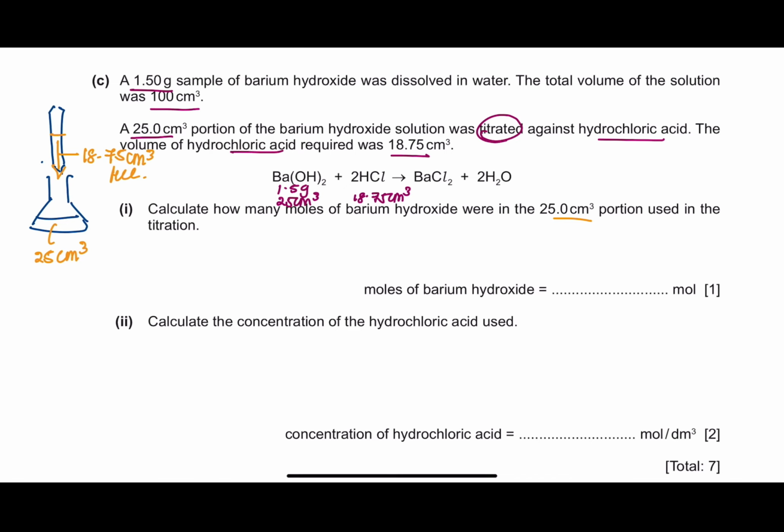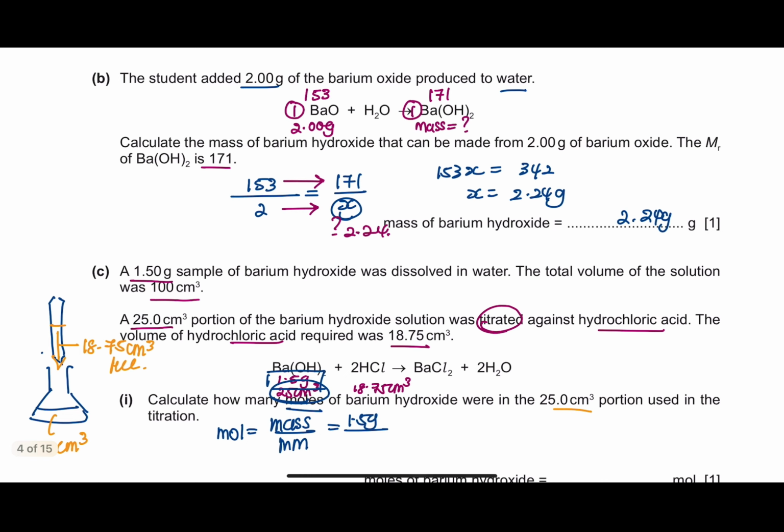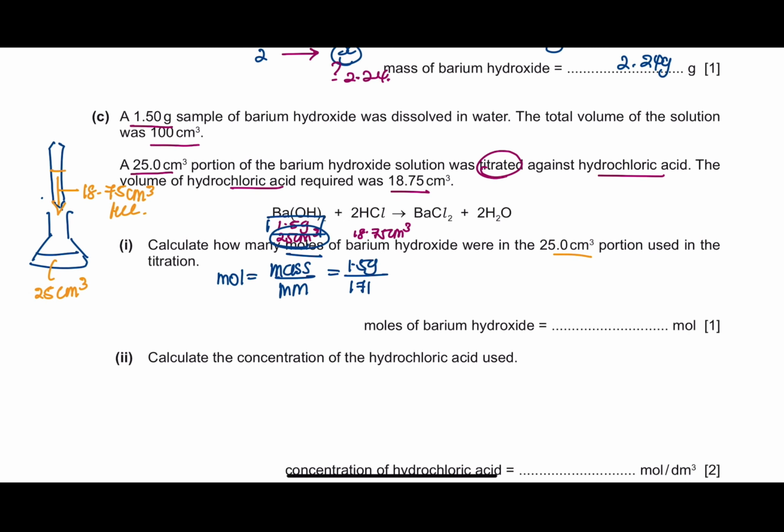So in order for us to find out how many moles of barium hydroxide is inside this volume, all you have to do is mole is equals to mass over molar mass. So the mass given here is 1.5 gram, and the molar mass has already been given over here, whereby it is 171. Now if you divide them, you would get a number of mole which is 0.008.